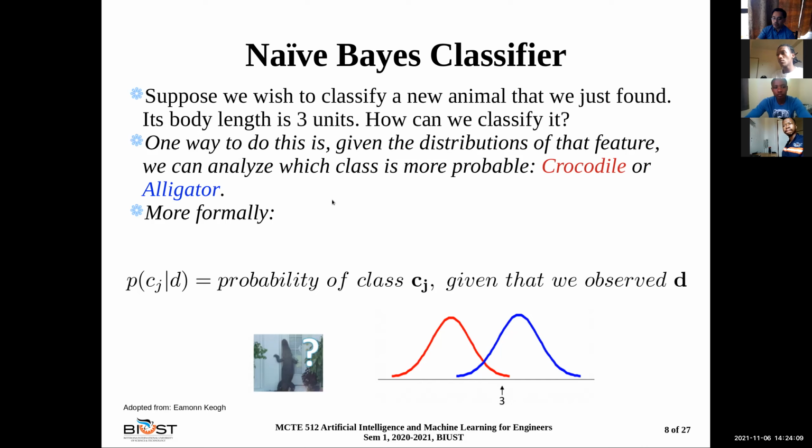Is it a crocodile or an alligator? So we say the probability of class CJ, where CJ is whether it's a crocodile or an alligator, given that we observe D. D is the body length.